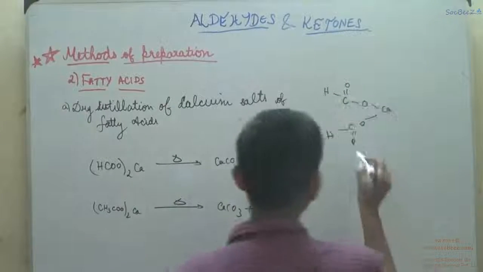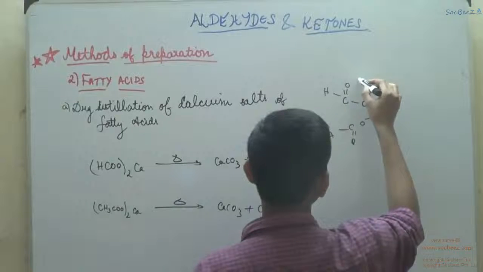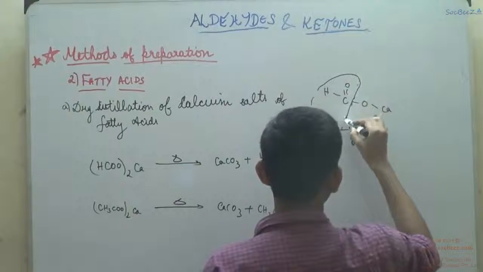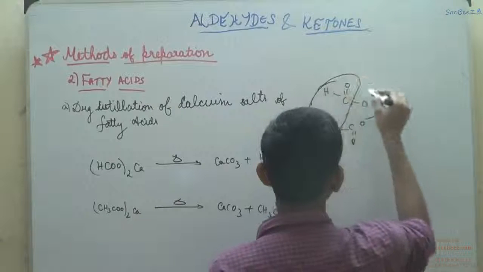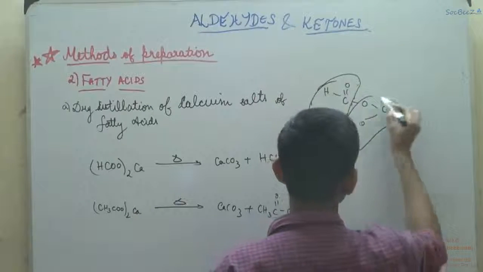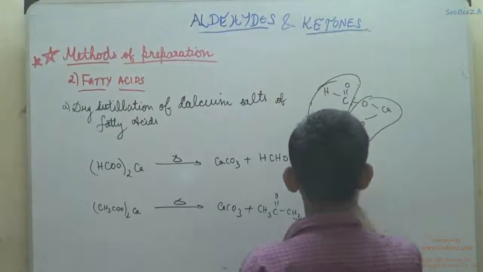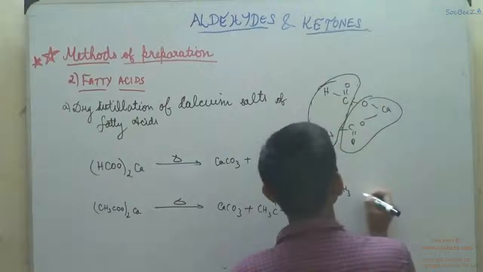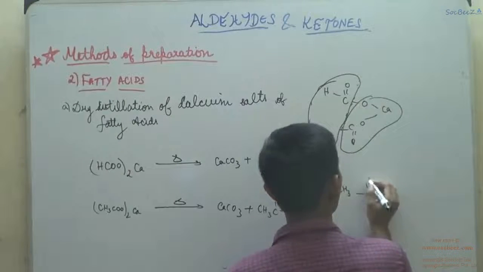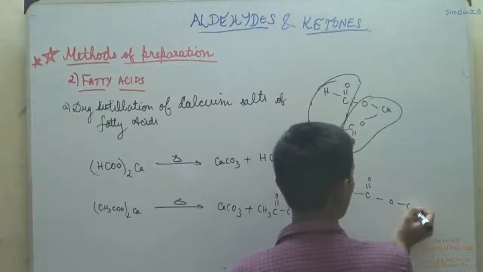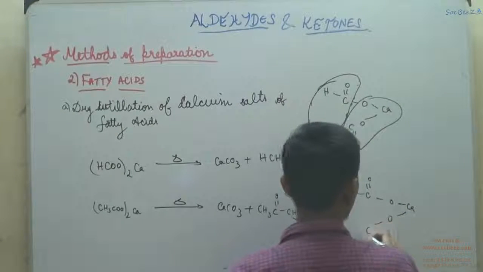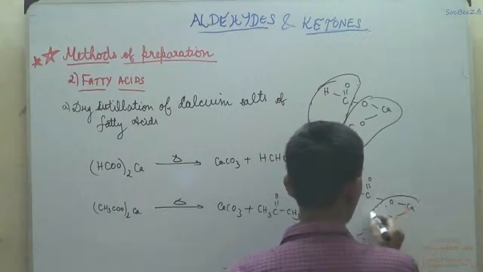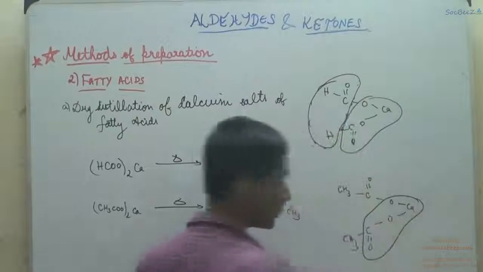In case you don't remember, what happens? Just this gets removed. Okay, C double bond O gets removed and calcium carbonate gets formed. So you get formaldehyde. Now what in case of this one? You have CH3, C double bond O, O, Ca, O, C double bond O, and CH3. Again, removal of calcium carbonate, you are left with acetone.